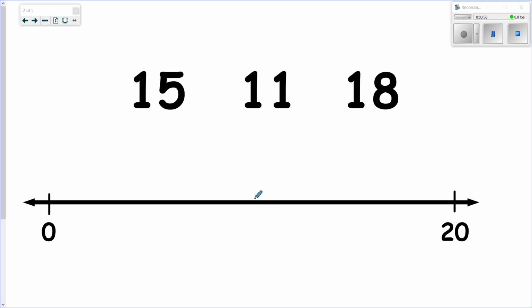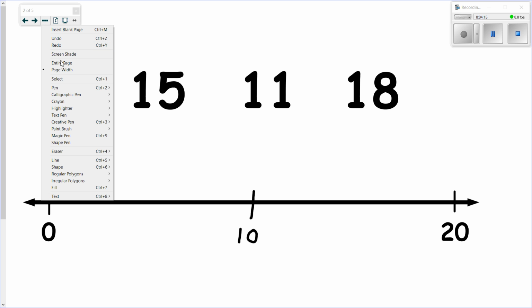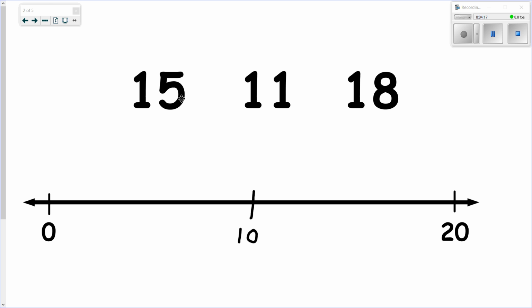So let's make a line about in the middle. It doesn't have to be perfect. We're not measuring it. Now, the mid number between 0 and 20 is 10. There we go. All right, so let's look at our first number here, which is the number 15.